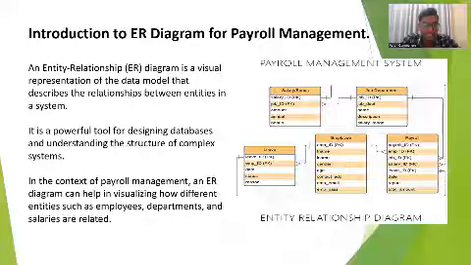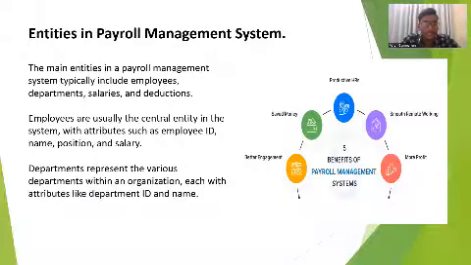In the context of payroll management, an ER diagram can help in visualizing how different entities such as employees, departments, and salaries are related. Entities in payroll management system. The main entities in a payroll management system typically include employees, departments, salaries, and deductions. Employees are usually the central entity in the system, with attributes such as employee ID, name, position, and salary. Departments represent the various departments within an organization, each with attributes like department ID and name.